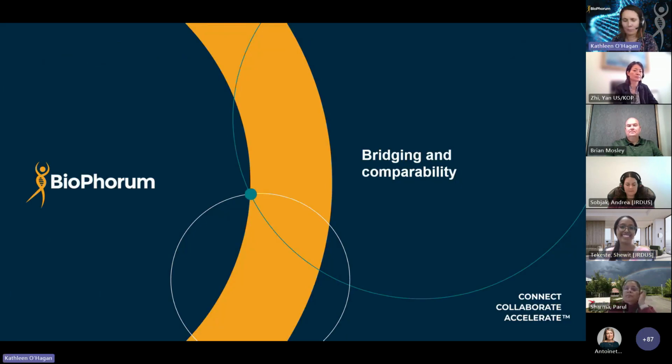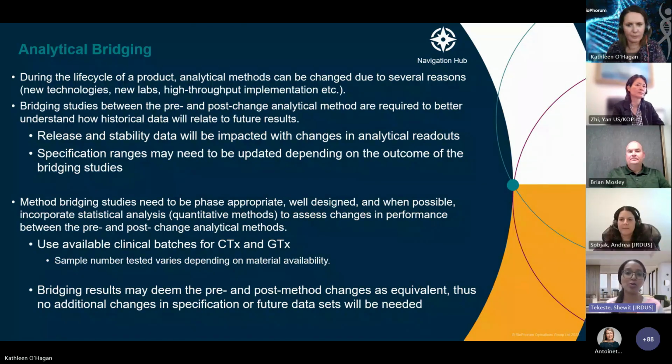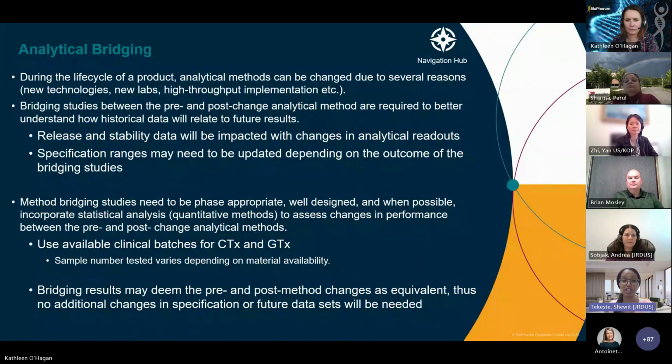Okay, all right. Move on to the bridging and comparability. Yep. So one thing that's constant is change, right? And I think with the pull 3 to 5 years, a lot of the different programs, you're approaching that phase where things are changing. Either your process or your analytical is changing.